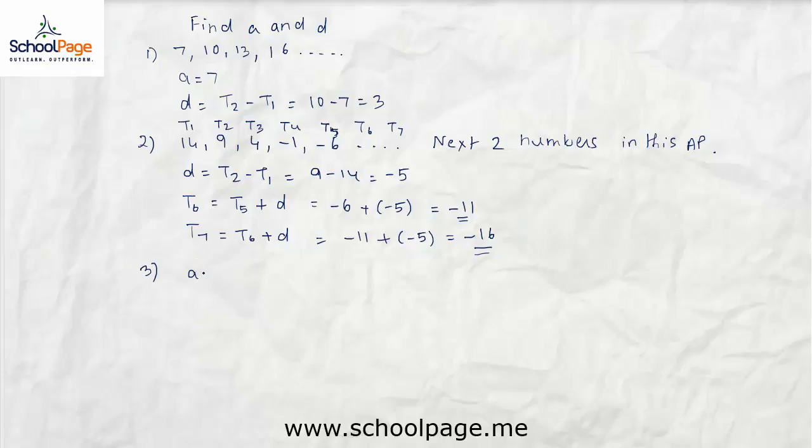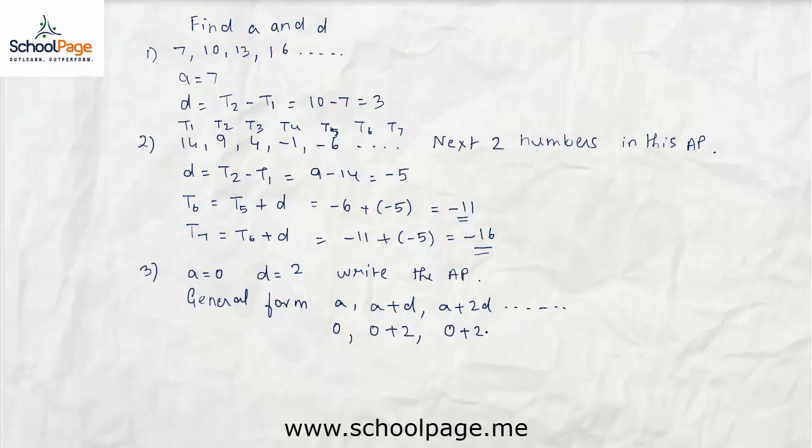If A is given to us as 0 and D is given to us as 2, let us write the arithmetic progression. Now we know that the general form of the arithmetic progression is A, A plus D, A plus 2D, and it goes on. Since we know A and D, we can write 0, 0 plus 2, 0 plus 2 into 2, and it goes on. So we have 0, 2 and 4 as the arithmetic progression.